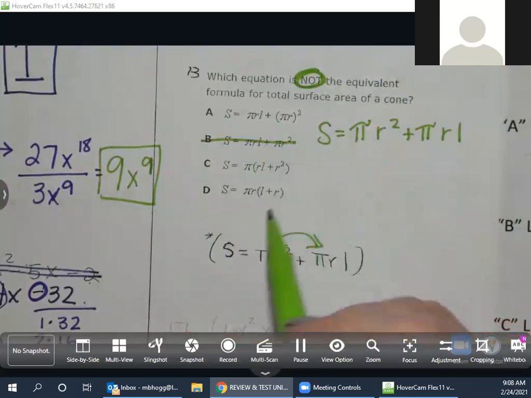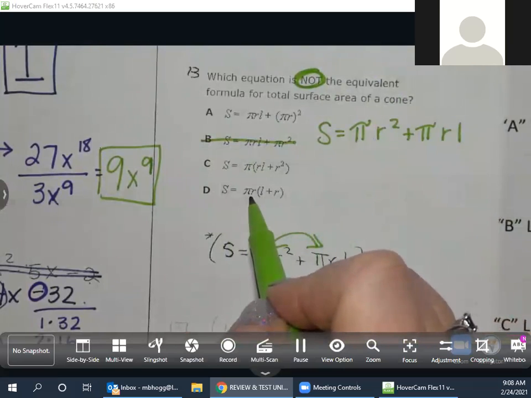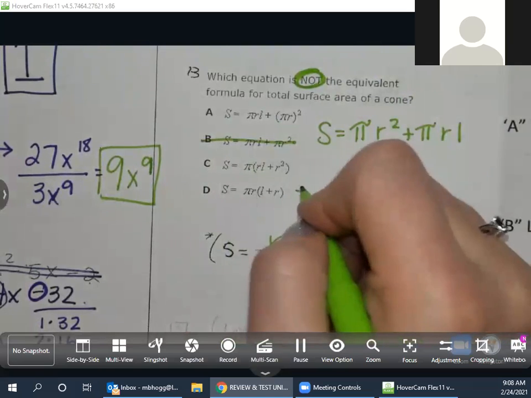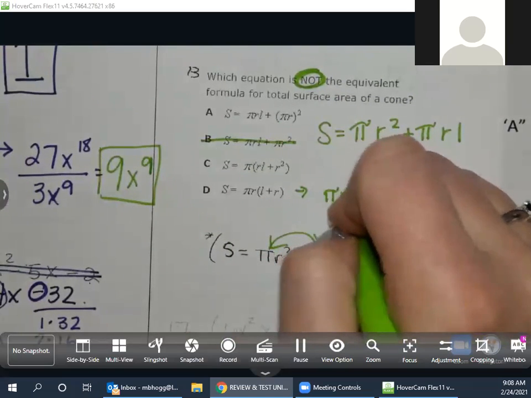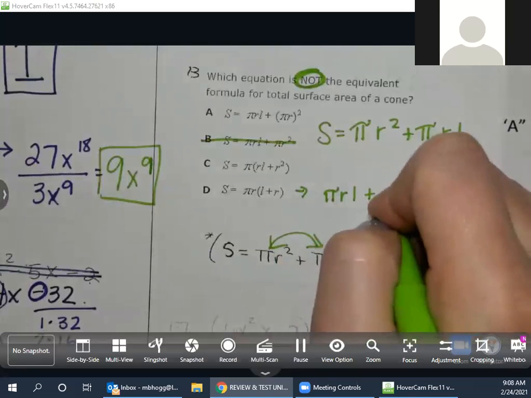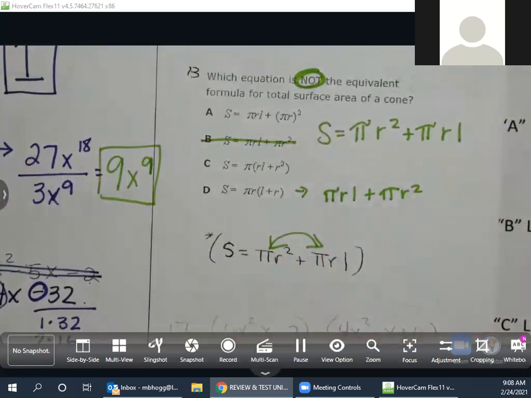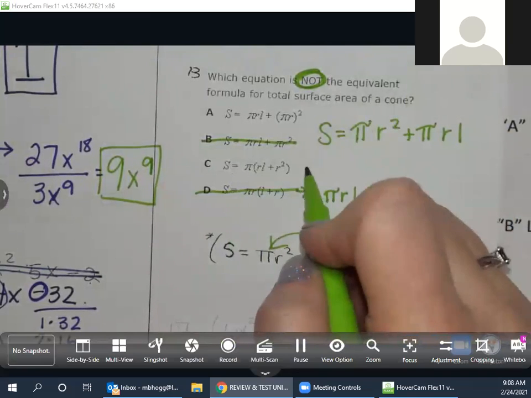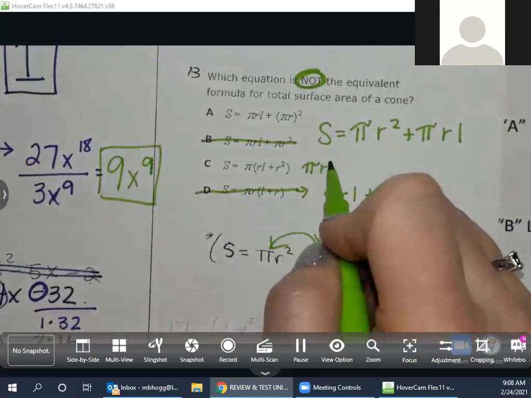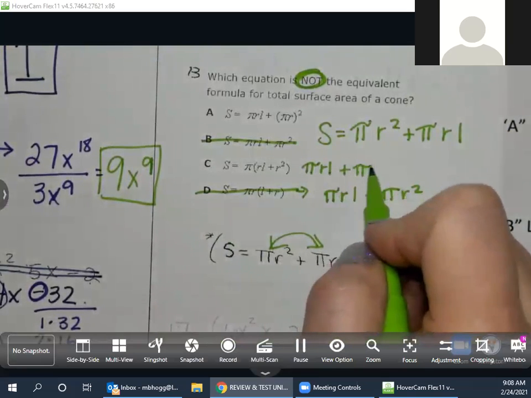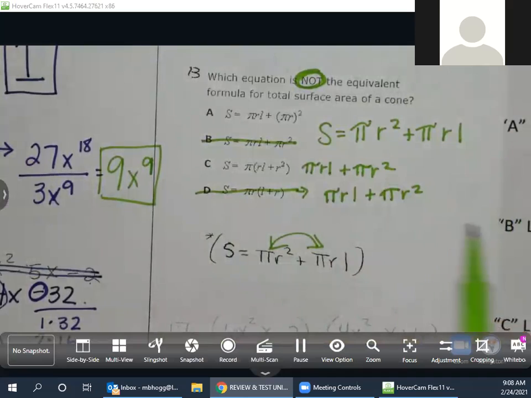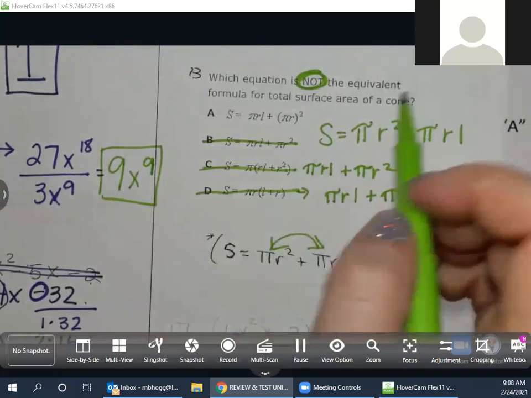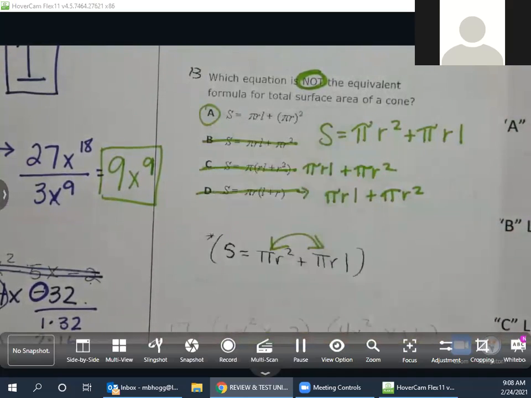Let's look at D. You have pi and an r. If you were to multiply this out, you'd get pi r l plus pi r squared. So that's the same thing. You see that? Okay. If you were to multiply out C, you would get pi r l plus pi r squared. So what's the answer? A. Okay. A.